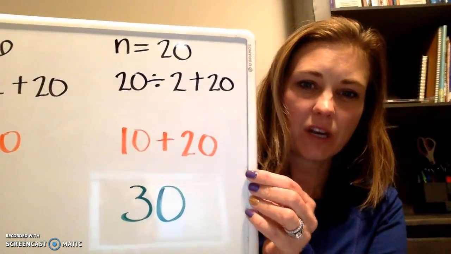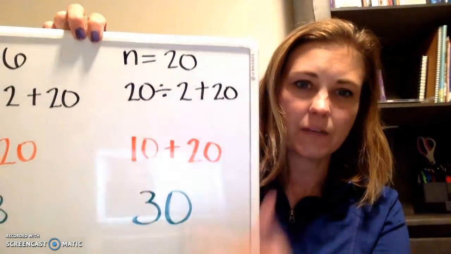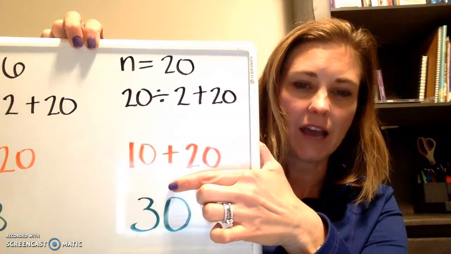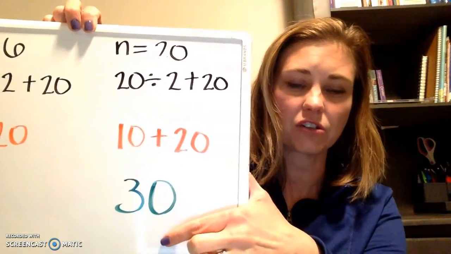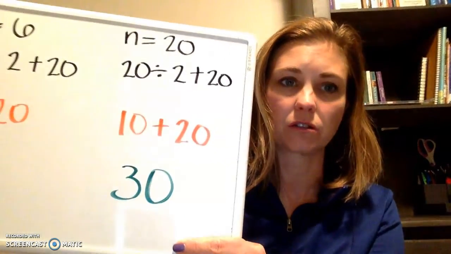So now I have 20. Now you can see how I simplified it. I did my division first, which got me 20 divided by 2 is 10. I added 10 plus 20, and that is 30. I'm getting closer, but I still don't have the right answer. Okay, I've gone through all of the A expressions, so now I'm going to start with B's.